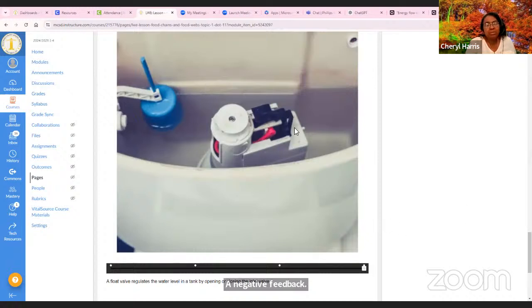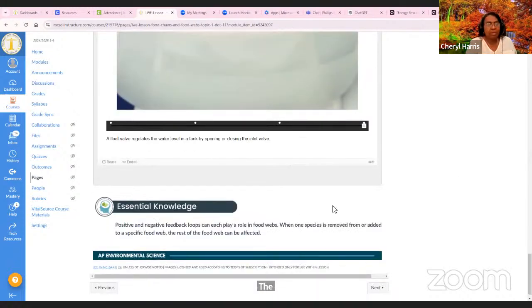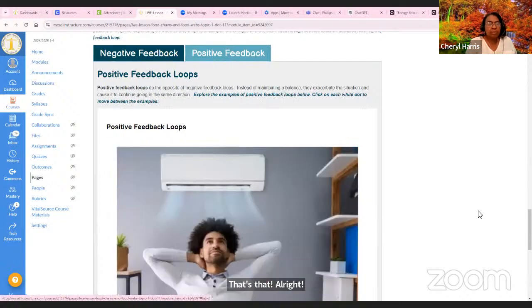The mechanism in your toilet. When you pull the handle down, the water goes down because you open the flap. That's not the greatest example, but that's that. All right. Positive feedbacks. All right, so positive feedback do the opposite than negative. Instead of maintaining a balance, they exacerbate the situation and cause it to continue going in the same direction.